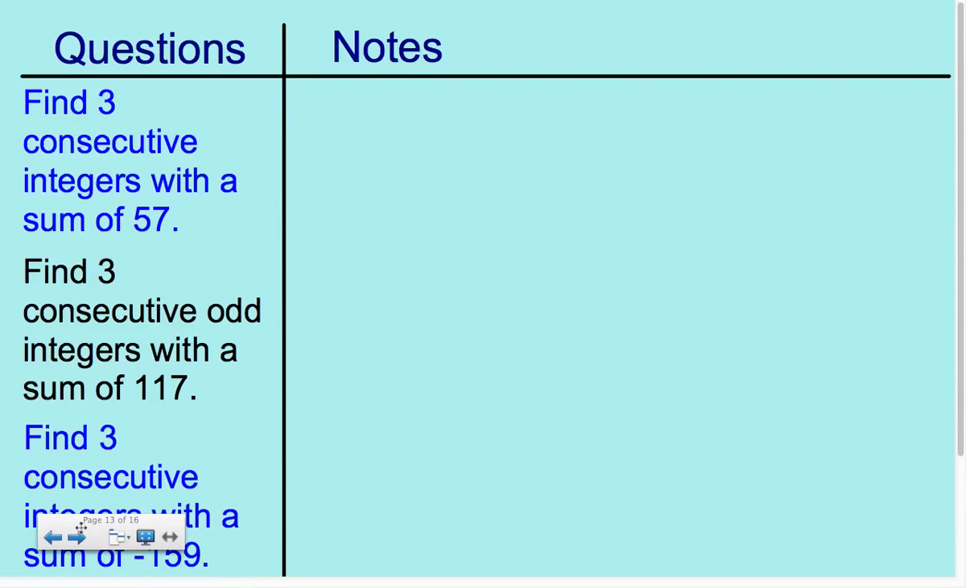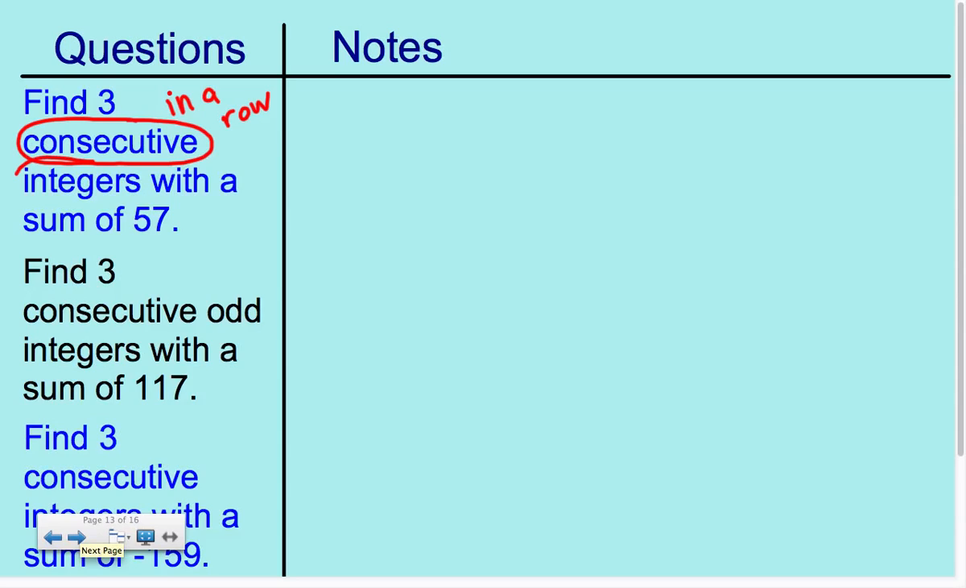Last page. These are a little bit different. So if you look at the first one, it says find 3 consecutive integers with a sum of 57? Well, first of all, before we start solving, we have to talk about a couple of these words. The word consecutive means in a row.